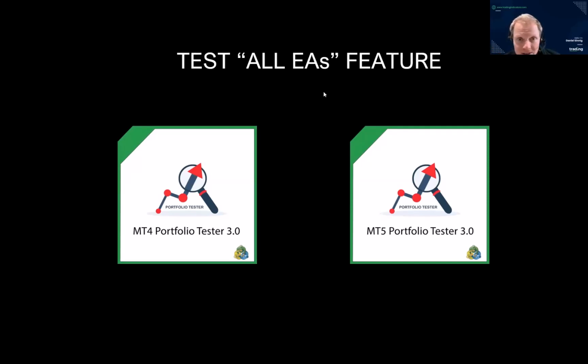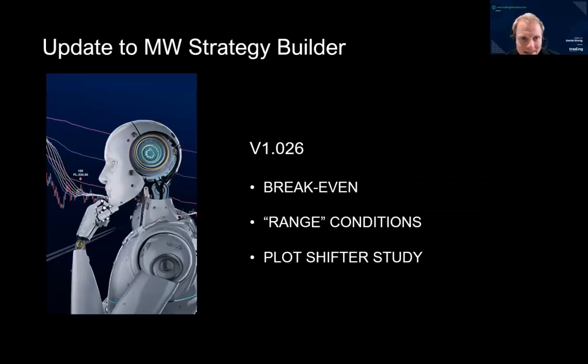All right, so the second new thing that we have is a new version. And I know it's been a while, so if you already had an older version, you're probably going to think, oh man, is there going to be a new update soon? Well, it finally happened. We have just released version 1.026 of the MotiveWave strategy builder. And the new features include a break-even function, which we're going to showcase today.